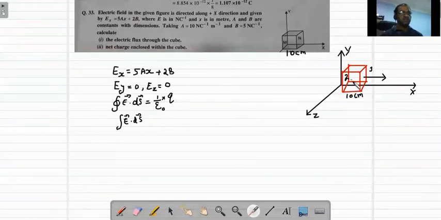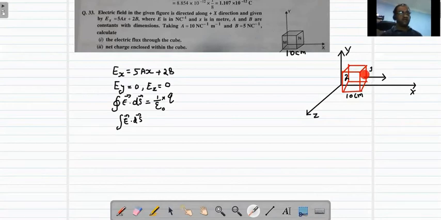Then if you take the front surface, the normal will be towards us, and the electric field is this way. Here also E dot ds will be 0. And the back surface, the normal will be into the board, into the screen, and the field is this way, so that also is 0. Flux remains only for surfaces 1 and 2.